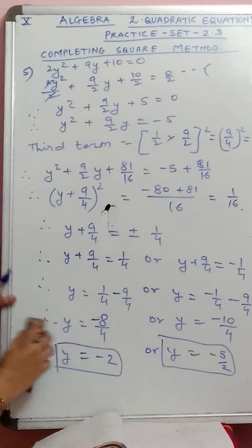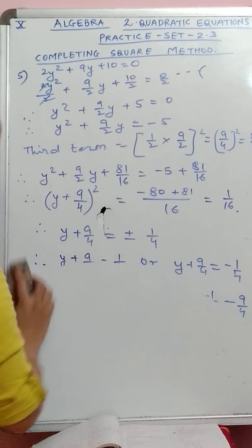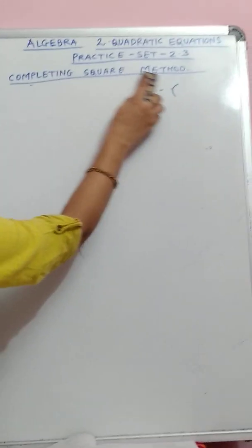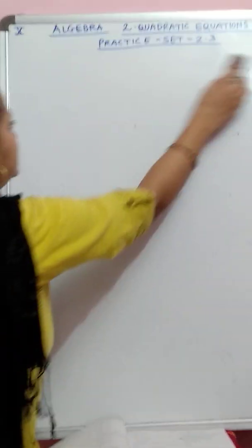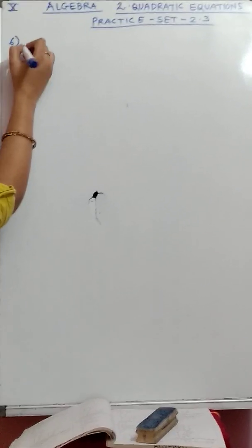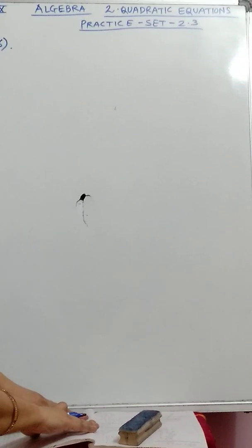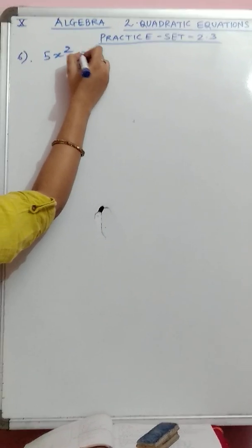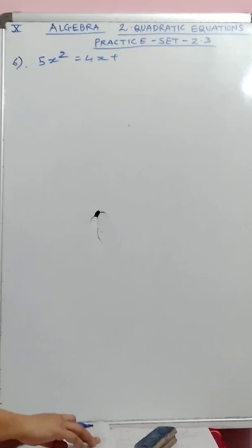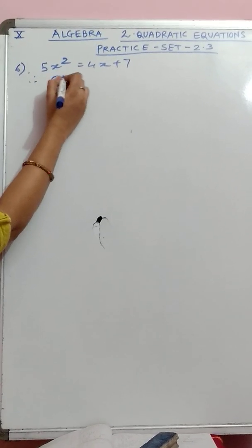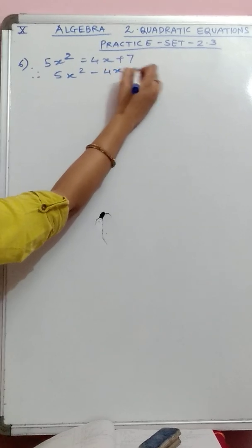Now moving towards the last sum. Question number 6. Now the sixth question is 5x square is equal to 4x plus 7. Okay. Now I am taking this 4x to this side. Therefore it will be 5x square minus 4x is equal to 7.